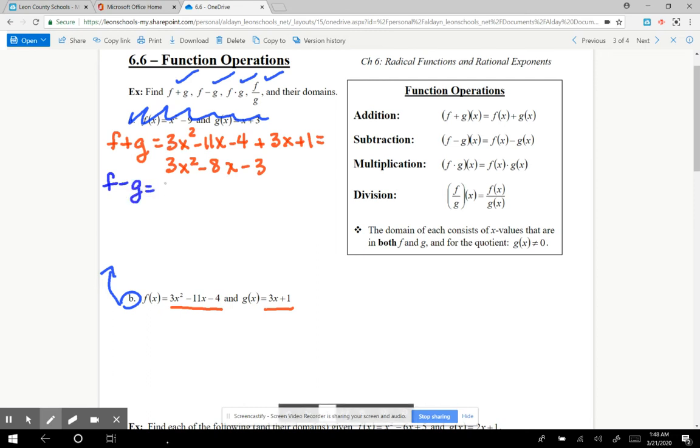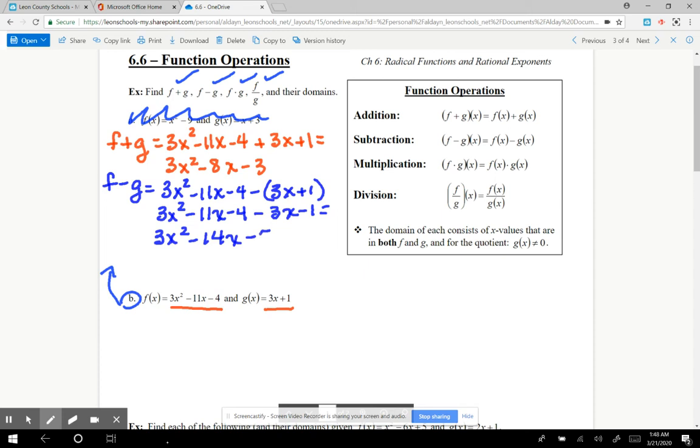Okay, so we're going to do 3x squared minus 11x minus 4 minus, remember we have to put this in parentheses, 3x plus 1. And next we have to distribute that negative. So I'm just going to bring my f of x down, and then I'm going to distribute my negative, making negative 3x minus 1. Now combine like terms. So 3x squared, negative 11x, and negative 3x make negative 14x. And negative 4 and negative 1 make negative 5.